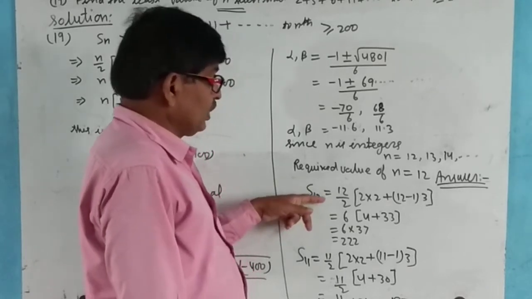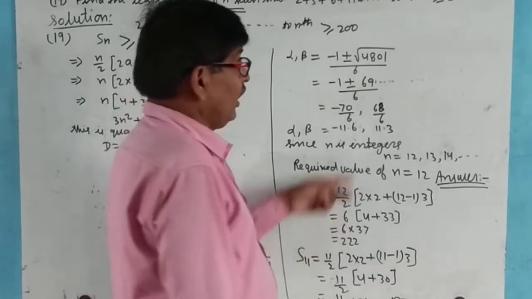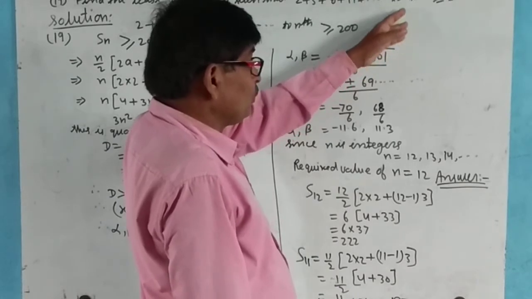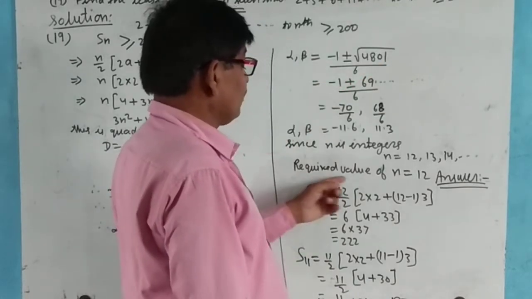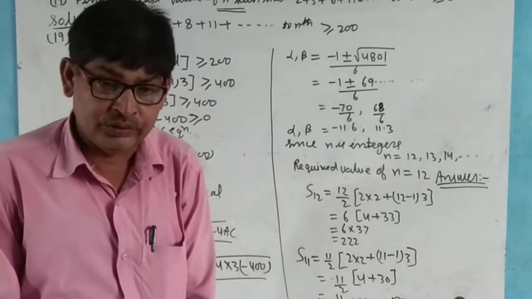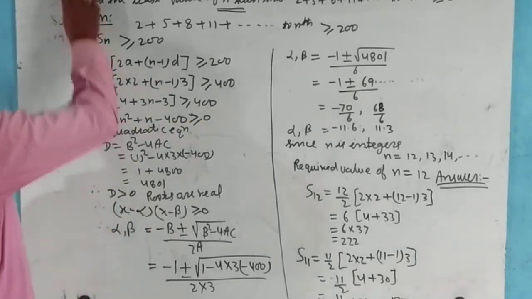Here, if you take 13 terms, that also comes more than this, and the question asks for greater than or equal to 200, so the required value of n is equal to 12. Now we discuss another problem.